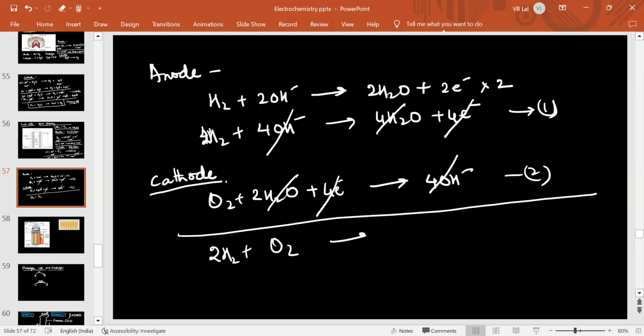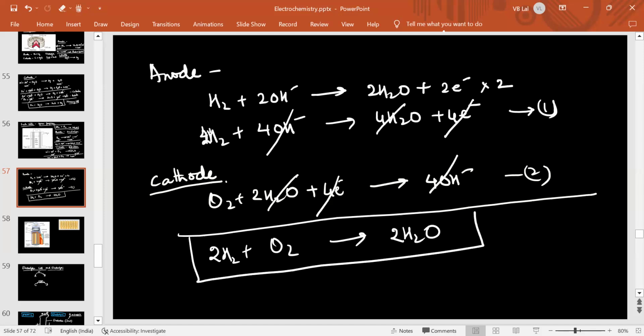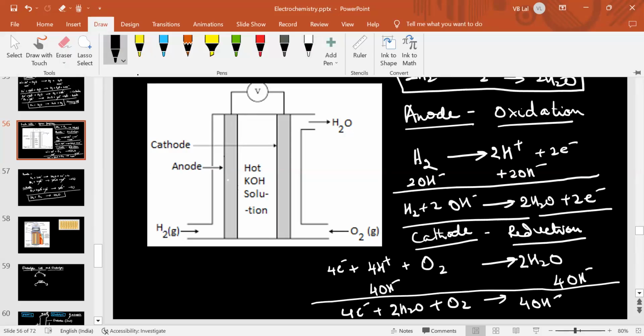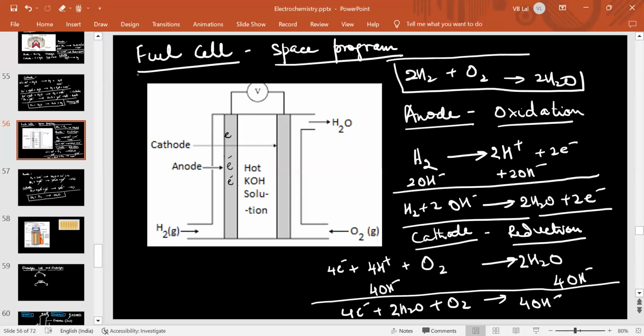So what will I get? 2H2 plus O2 is what? 2H2O. The final cell reaction is 2H2 plus O2 giving 2H2O. This is the final reaction. But in the process, what is happening? Electrons are generated at the anode and they are being consumed at the cathode. So if I draw the electrons here, they are getting generated here, and they are going through the external circuit, producing current because of the flow of electrons. And here they are consumed. So oxygen is using electrons and the hydrogen is giving electrons. And what is produced? Water. So that is a fuel cell.